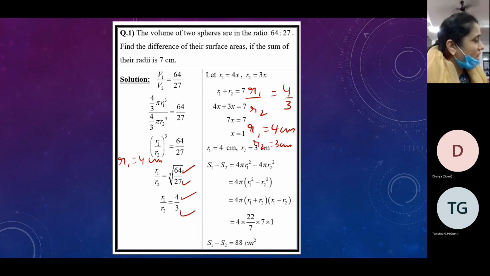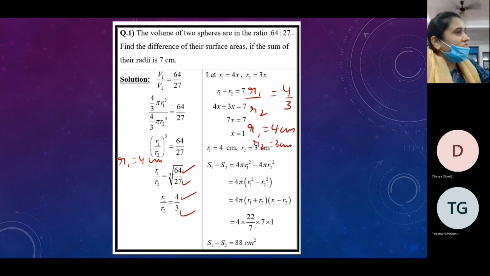For example, I'm 45 years old. You're 15 years old, say. So what is the ratio of 45 to 15? 3 is to 1. So 3 is to 1 is the ratio of our ages. That doesn't mean that I'm 3 years old and you are 1 year old.